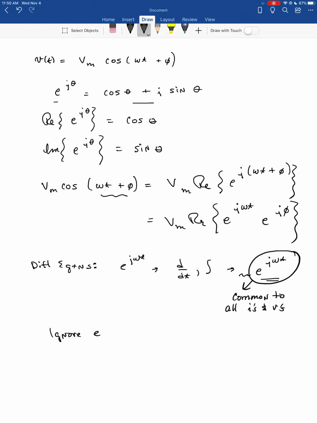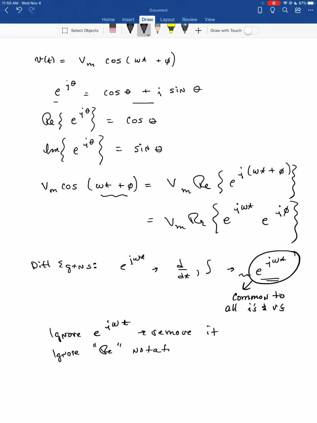It is common to all currents and voltages. So I can ignore it. Ignore e to the j omega t. We're going to remove it from our expression because we can put it back, because it's going to be common to everything. It's there in the background for the ease of calculation. We're going to ignore it.